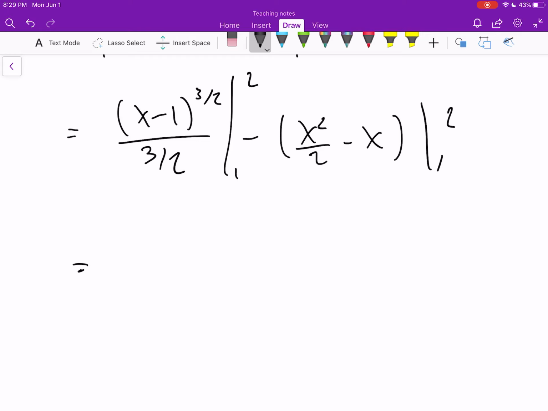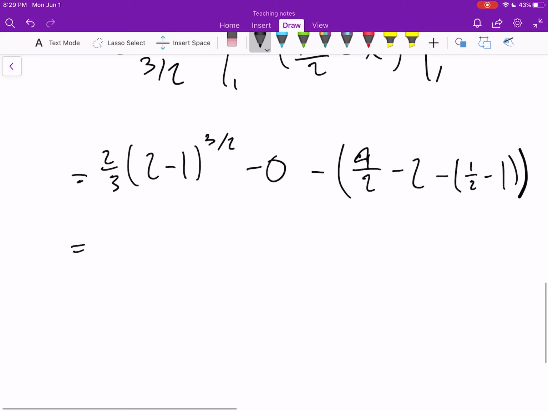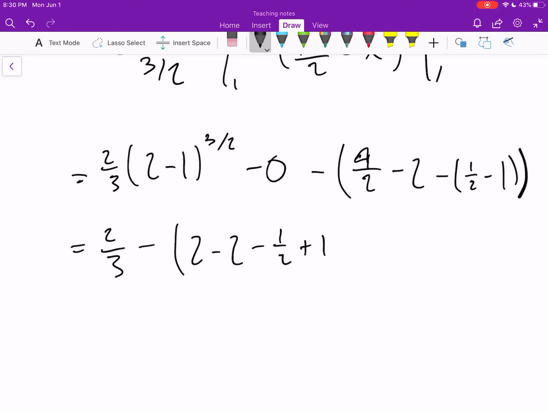So when I do this, I'm going to get 2 minus 1 to the 3 halves times 2/3, minus what I get when I plug in 1. When I plug in 1, I get 0. And then I'm going to subtract, plugging in 2, so I get 4 over 2 minus 2, and then subtract off what I get when I plug in 1: 1 over 2 minus 1. So this ends up being 2/3 minus, so we have 2 minus 2 minus 1/2 plus 1. Is that right?